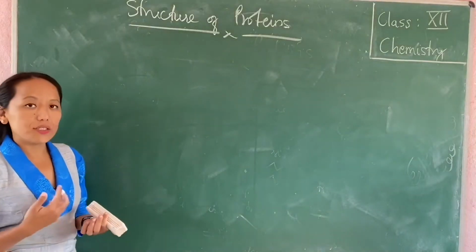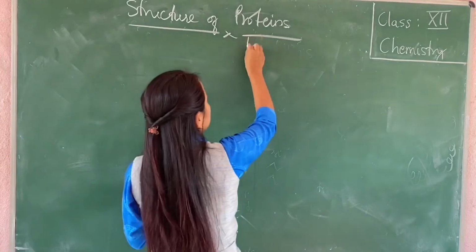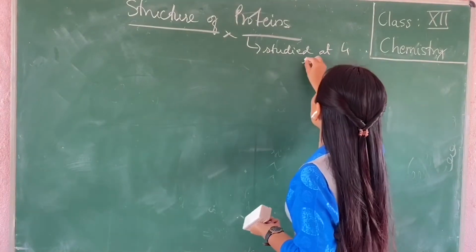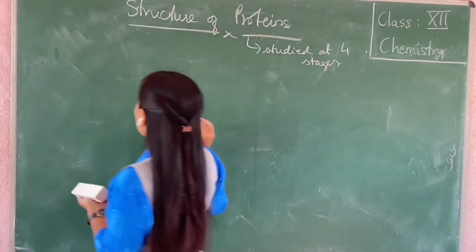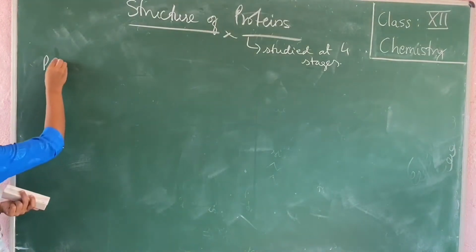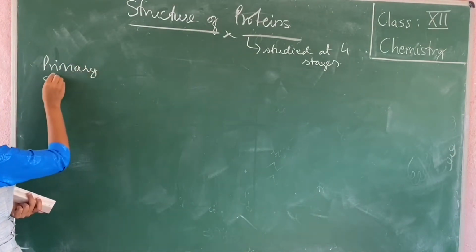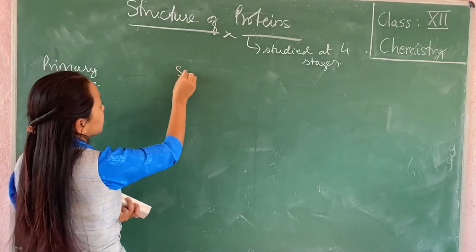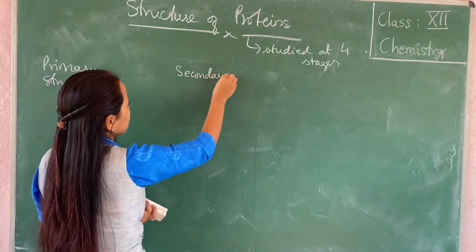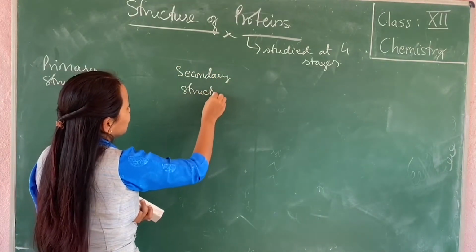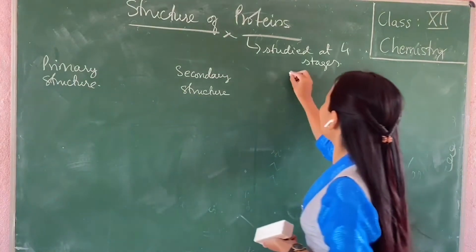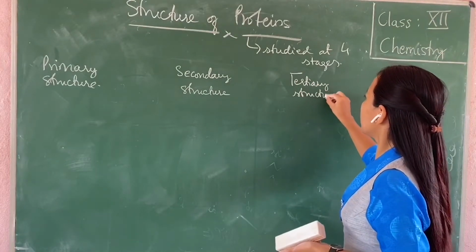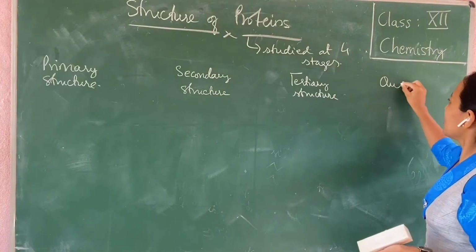Okay, now let us look at the structure of proteins, which can be studied at 4 stages. They are the primary structure, the first one. And then you have the secondary structure. And then you have the tertiary structure. And the final one is quaternary structure.